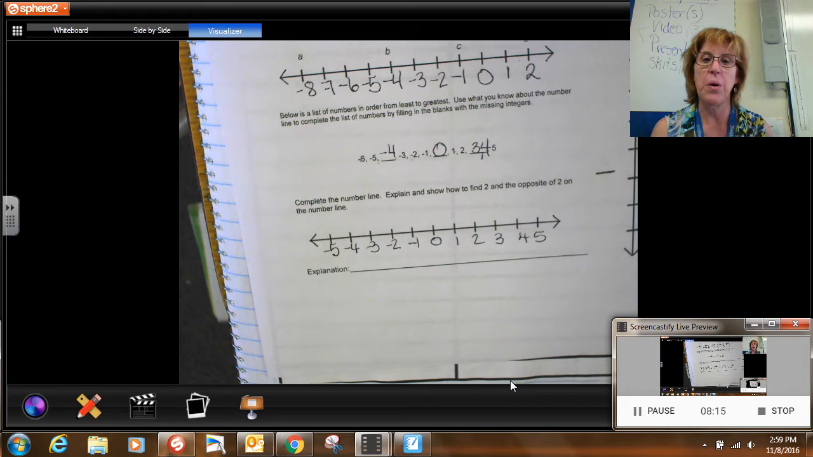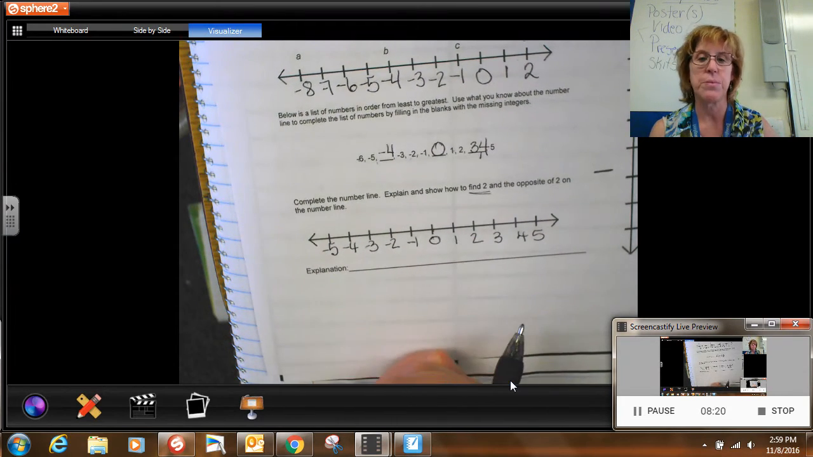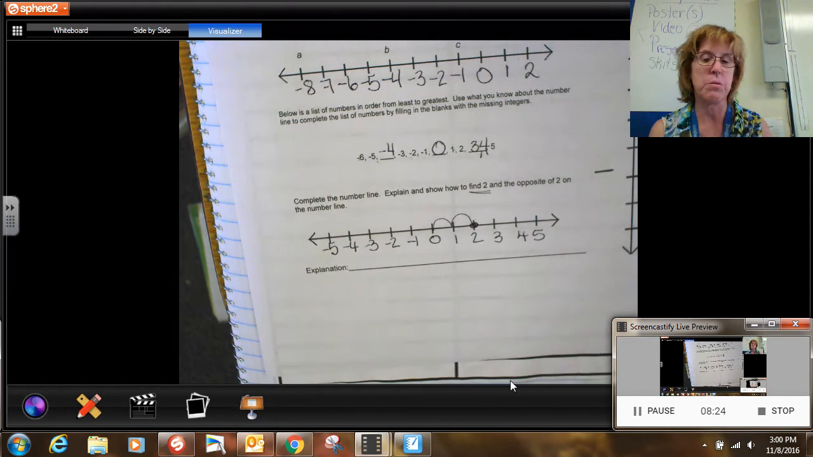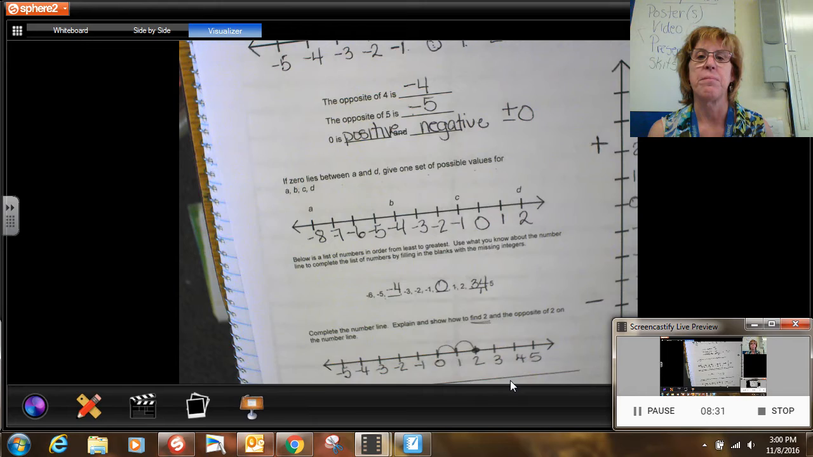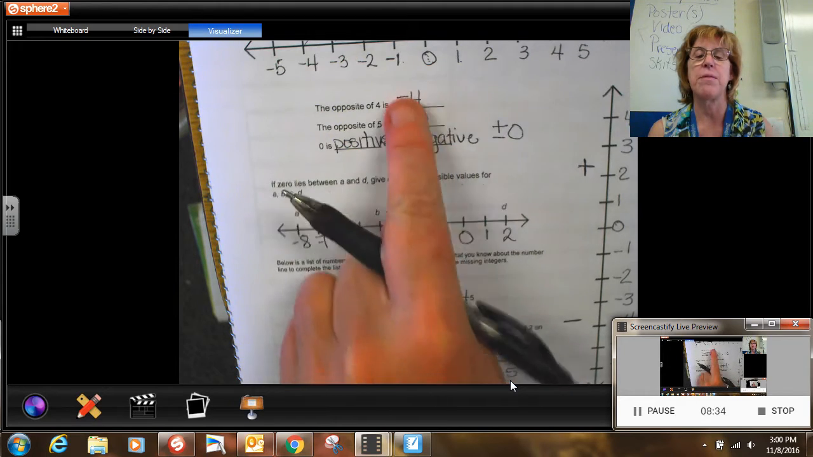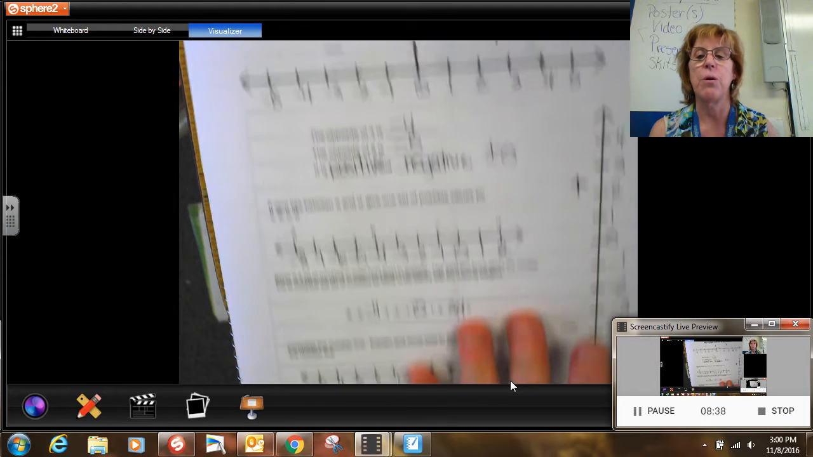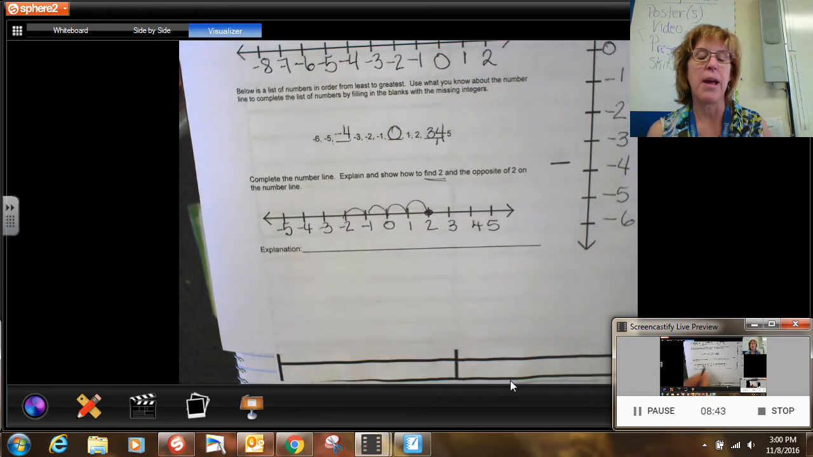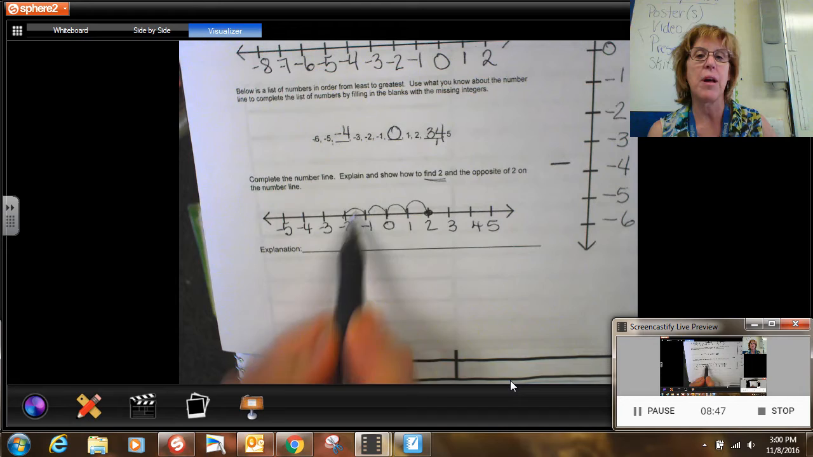Beautiful job. Okay, here we are at 0. How do we get to 2? Oh, we go 1, 2, jumping to 2. How do we find the opposite of 2? What do you guys remember from up here? When we found the opposite of -4, what did we say how you find the opposite? Oh, that's right. Whatever it is, the other way, it has to be the same distance apart. So it's the same distance apart from 0 the other direction.